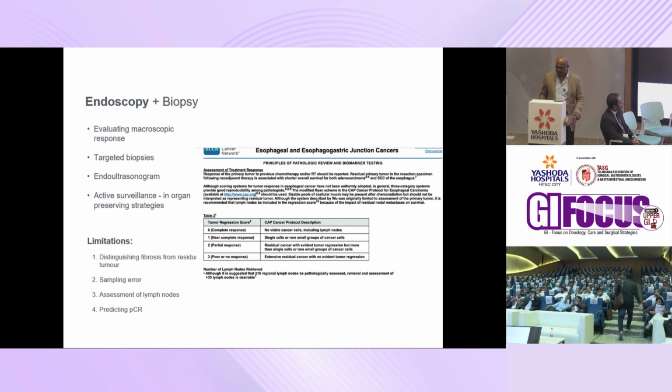So to assess the response, we do an endoscopy, see whether there is an ulcer still existing, whether there is a tumor still existing, because once you see an ulcer or a tumor still existing, that means there is only partial response. The probability of having the cancer in that lesion is higher. So when there is scar tissue post-neoadjuvant therapy on endoscopy, that means there is a possibility of pathological response.